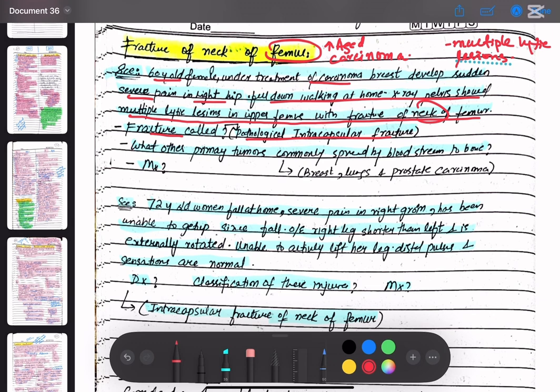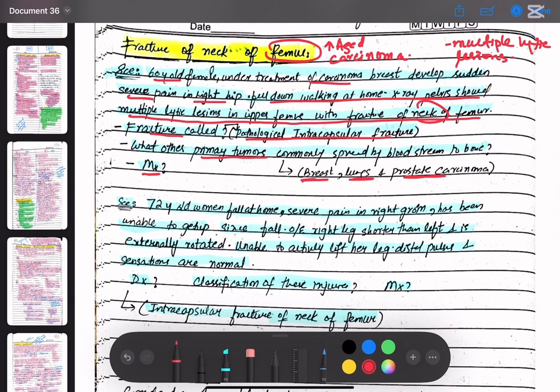Now, what are the other primary tumors commonly spread by blood streams to the bone? The other primary tumors which lead to spread to the bone are breast tumor, lung tumor, and prostate cancers. Okay, these are the most common: the breast, the prostate, and the lung cancer. And what is the management option for this fracture?